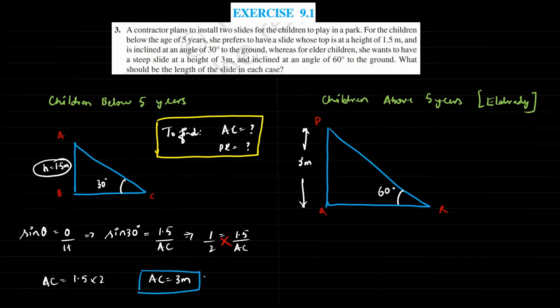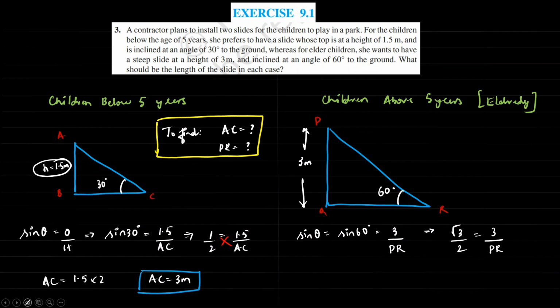So this is going to be the length of the slide for the children below 5 years. Similarly, we can use the same logic over here. In order to find out the length of the slide, I can use sine of the angle being 60 degrees, and this is the opposite side, which is 3 meters over the hypotenuse, which is PR, right? What is sine 60 degrees? It is square root of 3 divided by 2, and that's going to be equal to 3 divided by PR.